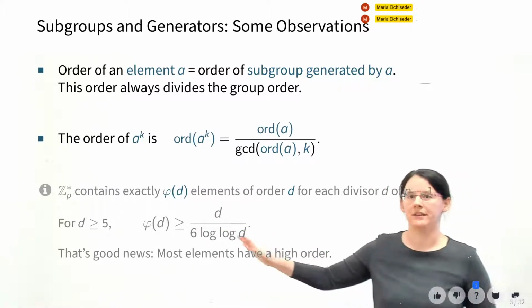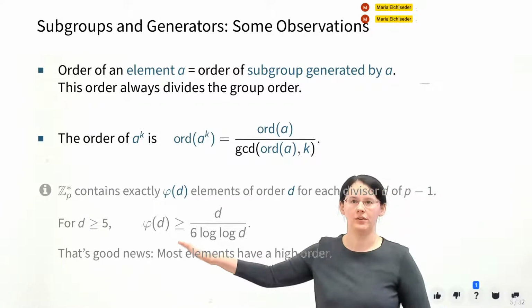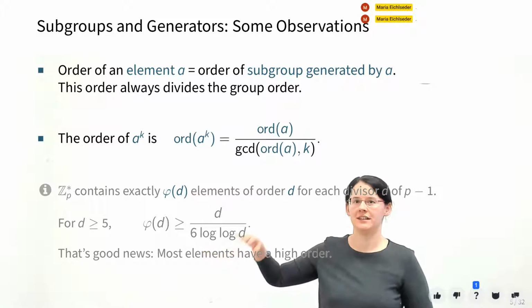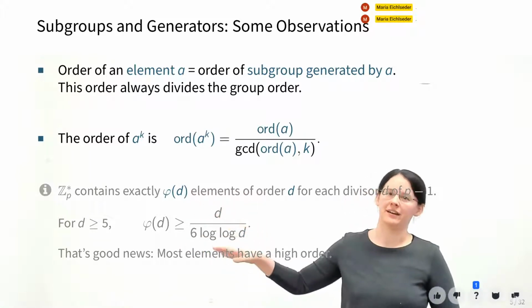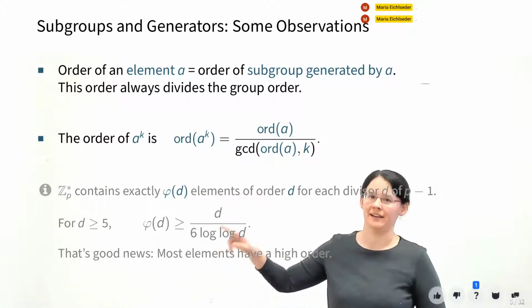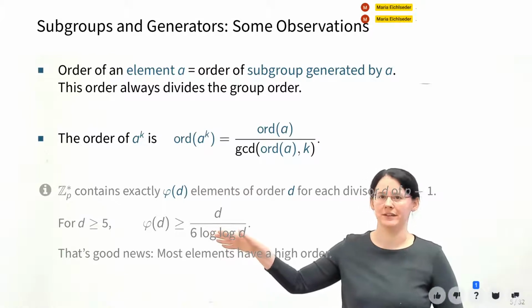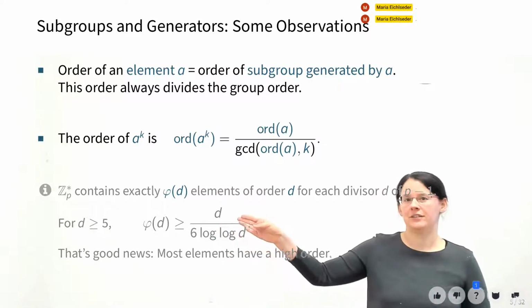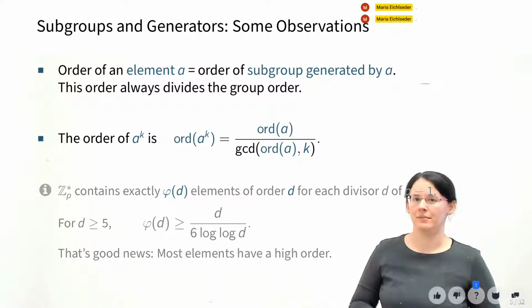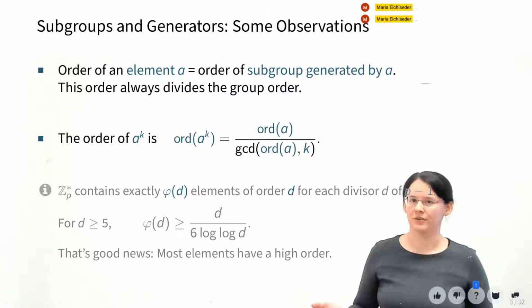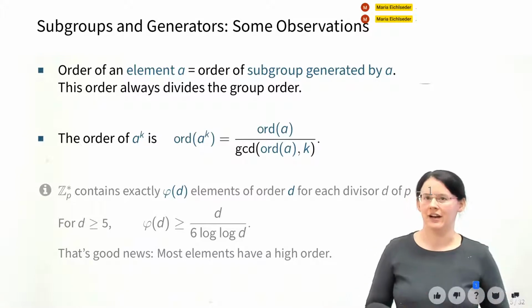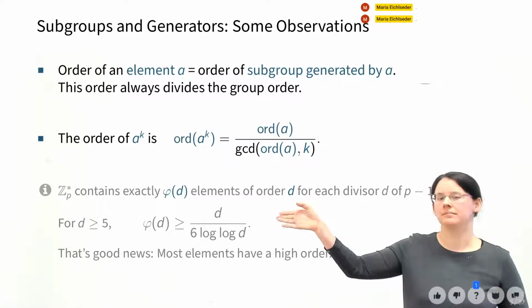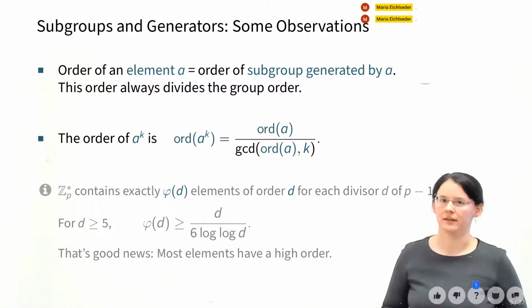And in particular, I can actually provide a lower bound on how large this phi function is. So you can see here it's of the order of D divided by log D, and this is a really tiny thing, so it doesn't have a lot of influence here. So essentially, if D is large, then there are many elements of this large order. And this is really good news for us. It means that more elements have a high order, if high orders exist in my group.